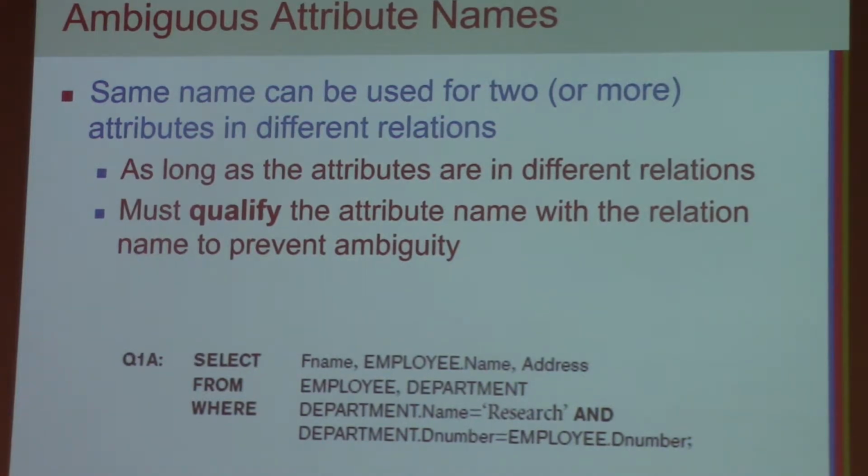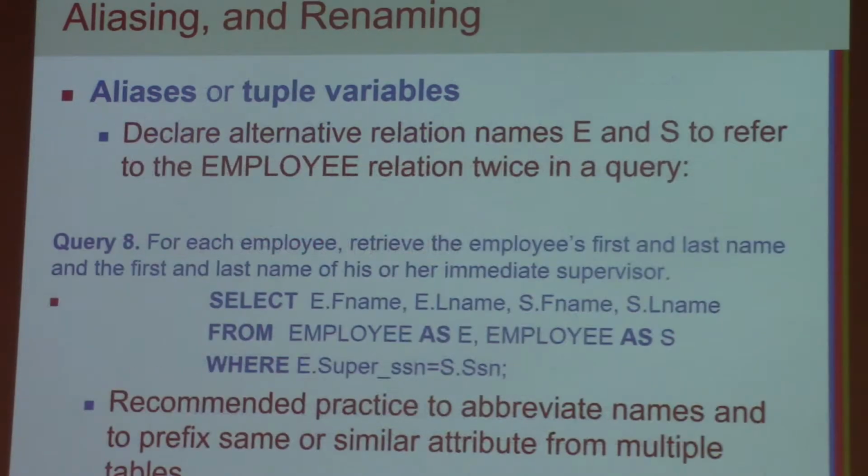Then this is a little bit more detail of the SQL. Most of them I already explained. If you are not sure which table a name belongs to, you need to specify employee.name, department.name, and so on, employee.dnumber, department.dnumber. However, if you don't want to write the long name every time, you can alias, rename it as E.